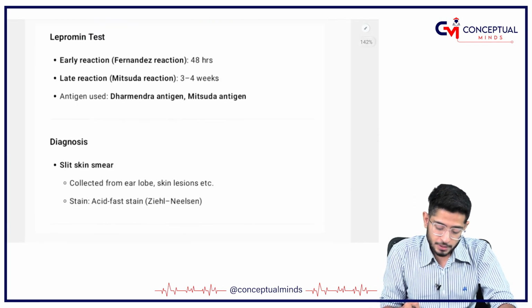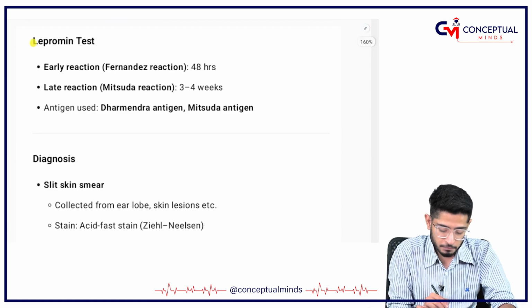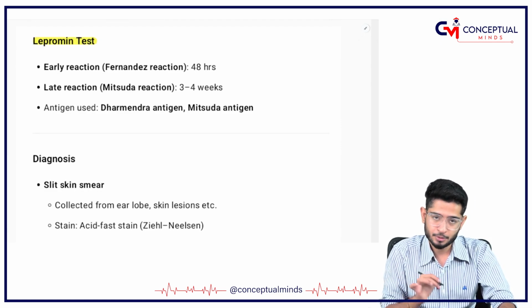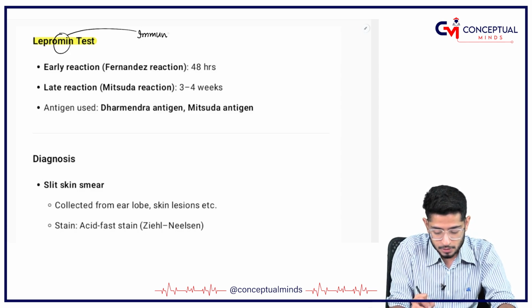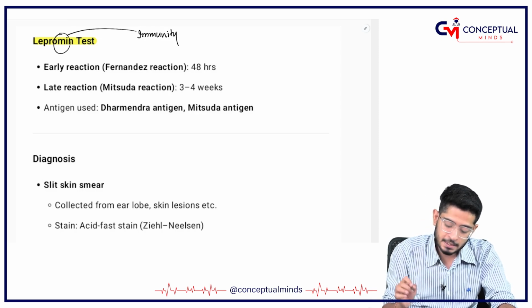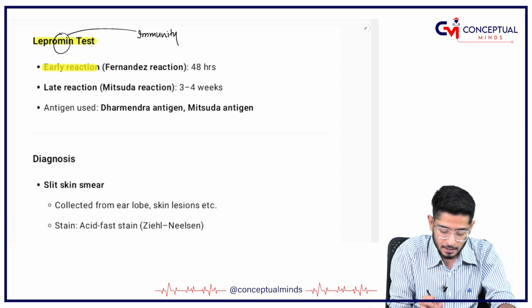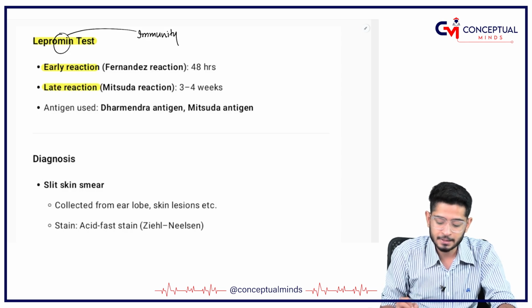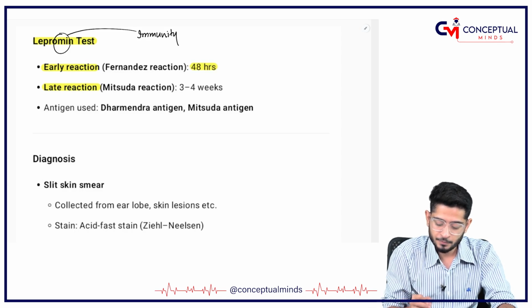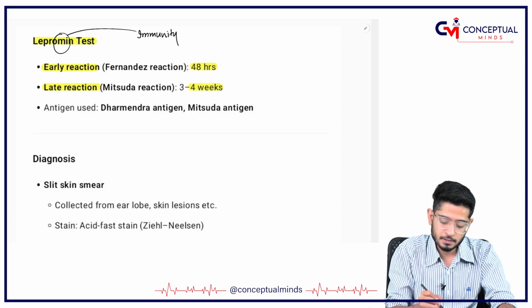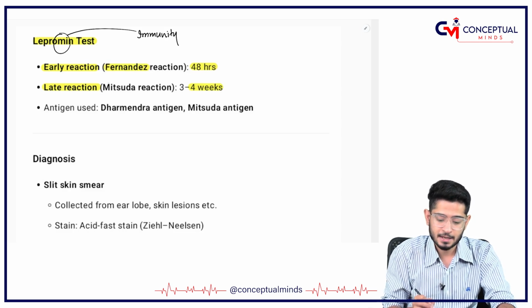Coming on to the lepromine test, yes, we were discussing immunity. So, what happens, please understand. You study the lepromine test for immunity, which was being done. You study it in 2 phases, the early reaction and the late reaction. There is a reaction which comes early, in 48 hours, and one which comes late, in 4 weeks. Remember, the early one is called the Fernandez reaction, and the late one is called the Mitsuda reaction.